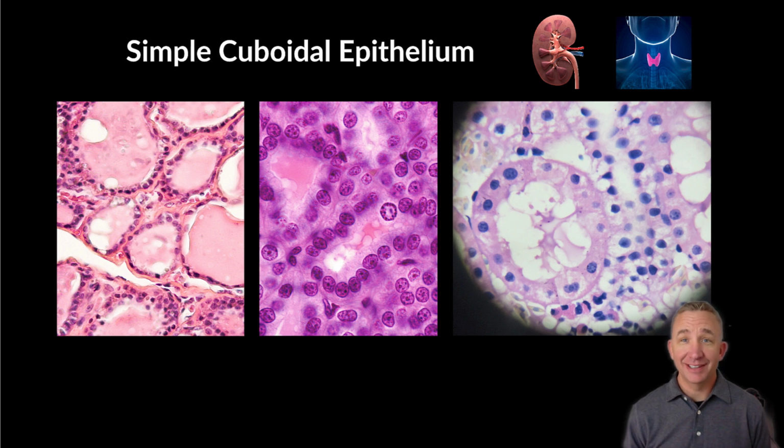Simple cuboidal epithelium. We've looked at simple squamous epithelium. Now we're looking at cuboidal. Remember, simple, one layer. Cuboidal, they tend to look more like cubes or squares. To me, I remember they look more like pearl necklaces. When I look at simple squamous, those cells, in my mind, I see a bunch of fried eggs.